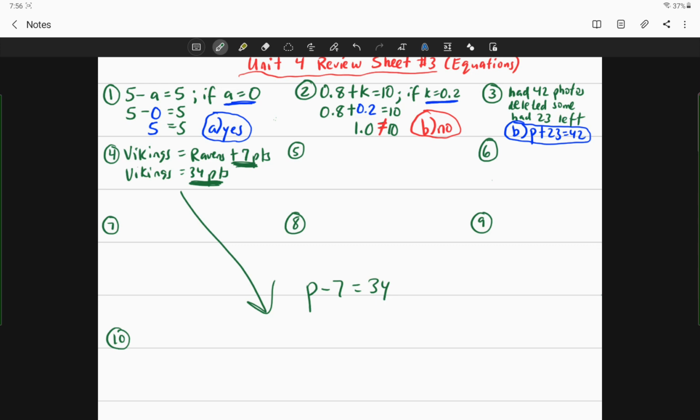But even without working it out, you know that this has to be wrong because it says the Vikings scored 7 more than the Ravens, not 7 less than the Ravens. So it can't be letter A. Again, if you want to work it out, just to double check, you're going to see that the Vikings scored 41 points, but no, they actually didn't. They had 34. So that's not it. Or pardon me, the Ravens scored 41. So again, they couldn't have scored 41 because they lost.